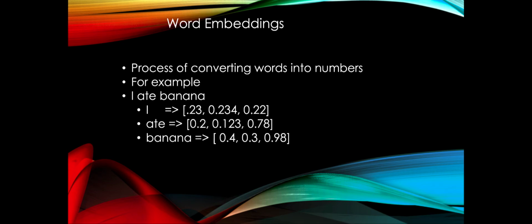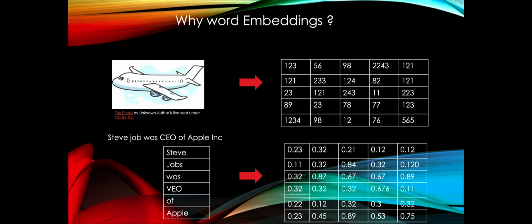There are various ways of converting these words into numbers, and we will learn about technologies like word2vec, GloVe embeddings, one-hot encoding, fastText, BERT, etc. We will learn about that a little bit later. Now you might wonder, why represent words as numbers in the first place? What is the advantage?